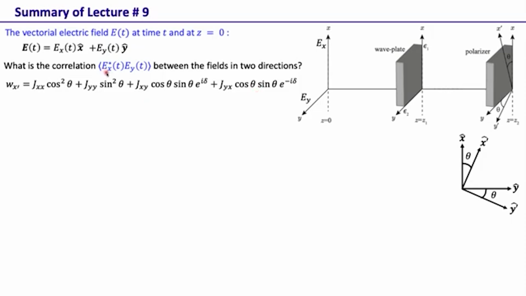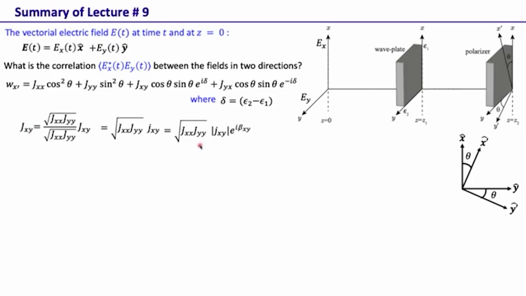Of course, if there is no correlation between the x and y components, these two terms will be 0, and this we have expressed in terms of delta, which is the difference epsilon 2 minus epsilon 1. And this J_xy, which is E_x star E_y at time t, ensemble averaged, is a correlation between the two field vibrations, that we can write in the following manner as we saw. So this J_xy we can write as square root of J_xx J_yy times small g_xy e to the i beta_xy. This mod g_xy is the degree of polarization coherence, and beta_xy is the argument of g.